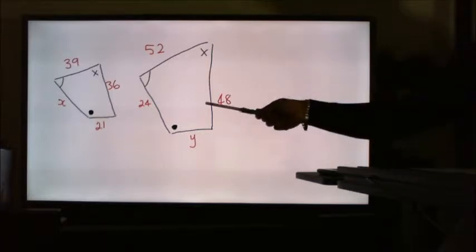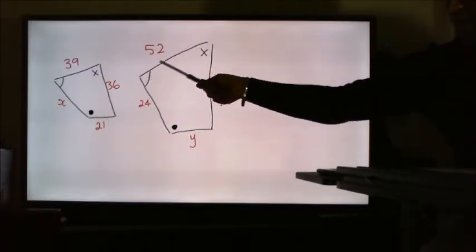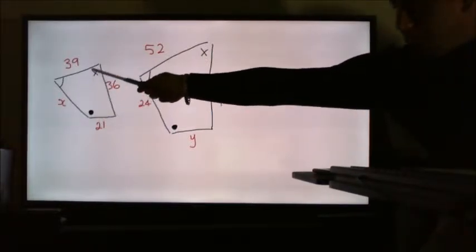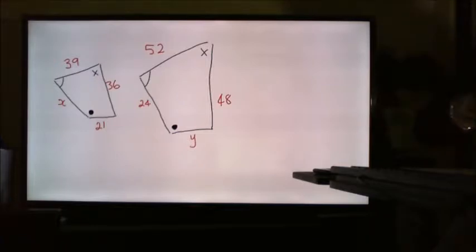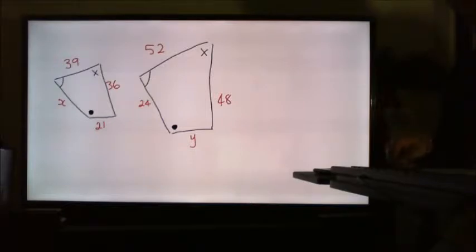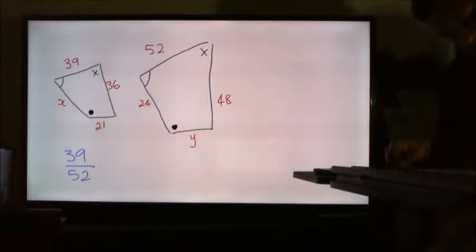Now looking at these shapes here, I can see that the angle between the arc and the x is the same as the angle there with the arc and the x there. So I can say that 39 over 52 is a scale that we can use. If I write that scale as 39 over 52, and let's say for argument's sake I label this side A, B, and that as C and D, then I can say that side AB is the same as side CD.